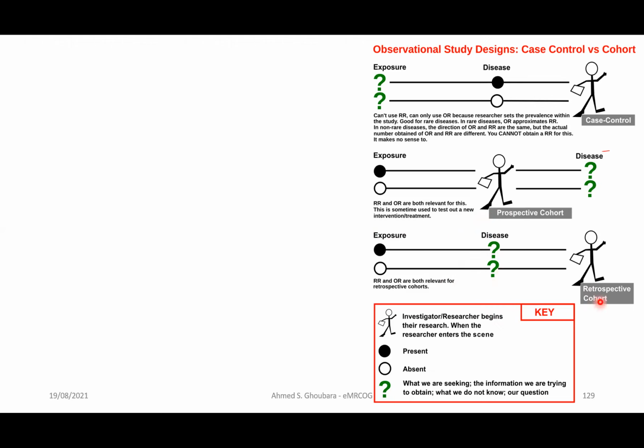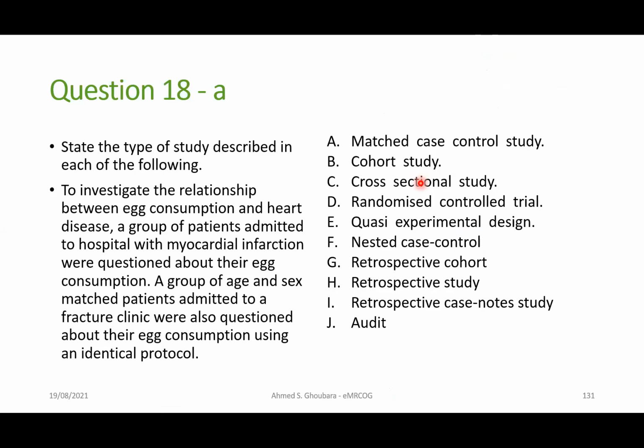So any cohort study, you study with exposure. Any retrospective study, case control, you start with cases and controls. The end of the story. Okay. So finally, some questions.